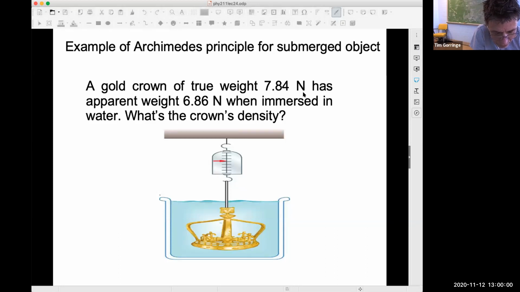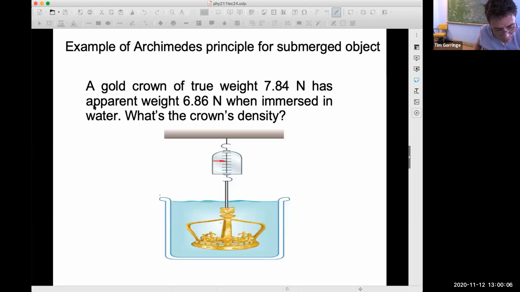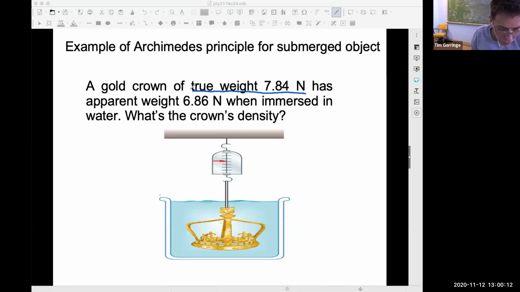And what I found is two numbers here. These are going to be important for us. The true weight, remember, is when the crown isn't in the tank of water. That was 7.84 newtons. The apparent weight, remember, is when the crown is in the tank of water. That was 6.86 newtons. And from those two weights, the true weight and the apparent weight, I'm going to figure out the crown's density. And if I know the crown's density, I compare it with the density of gold. I know whether I've got a gold crown or a fake crown.